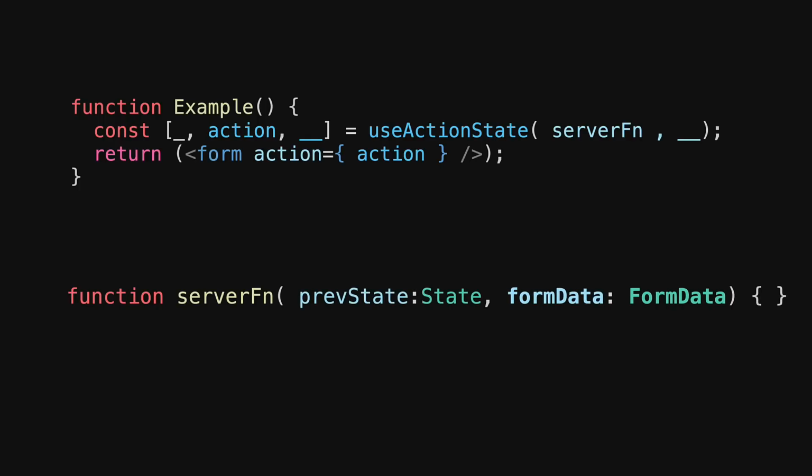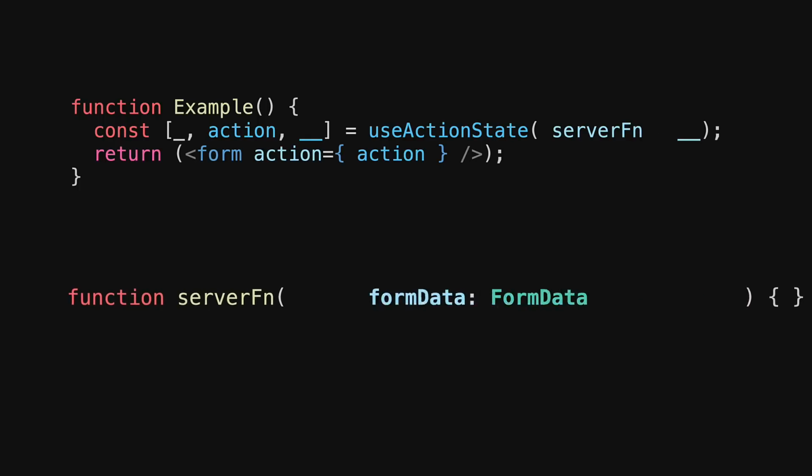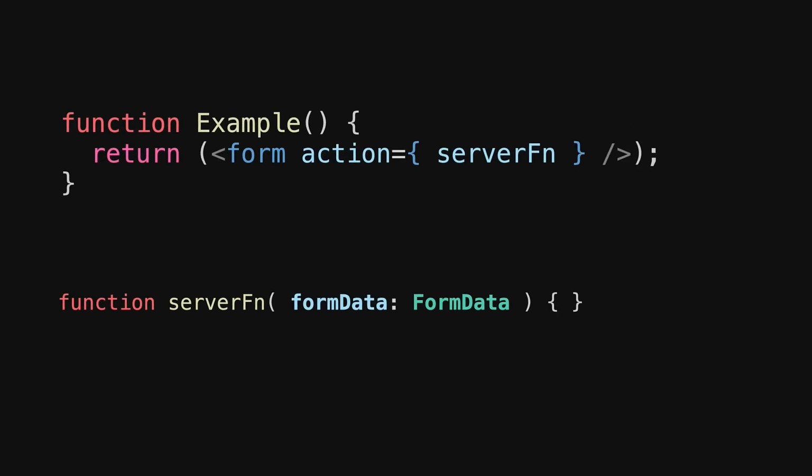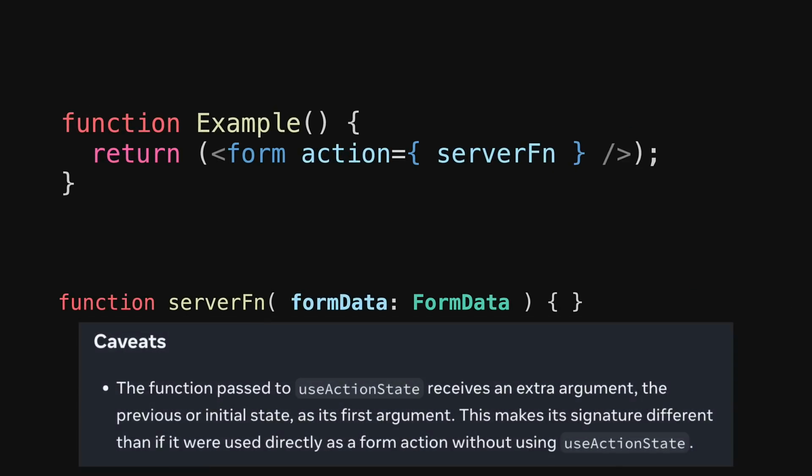There is no reason why this additional parameter could not have been the second argument instead of the first, which would have helped you incrementally experiment with this new hook. It would have made swapping between useActionState and no useActionState a bit easier, and it would be just one less gotcha that the React team would have to cover in order to document this hook.